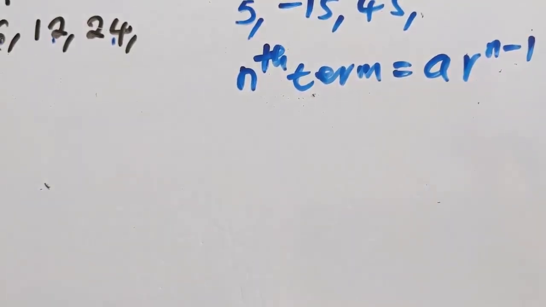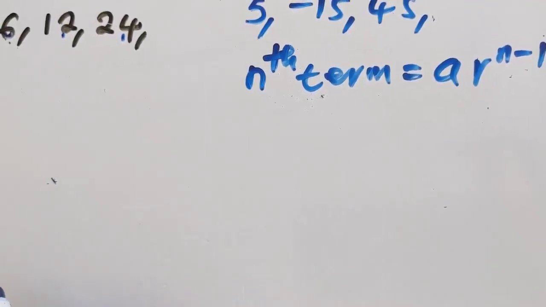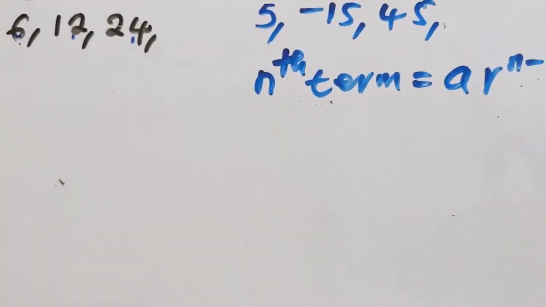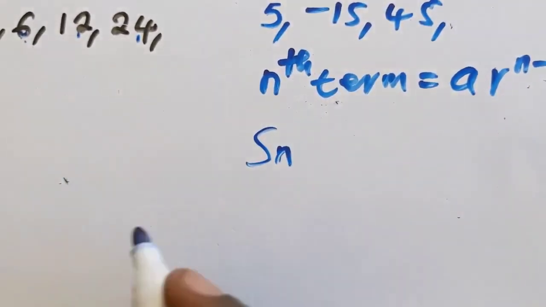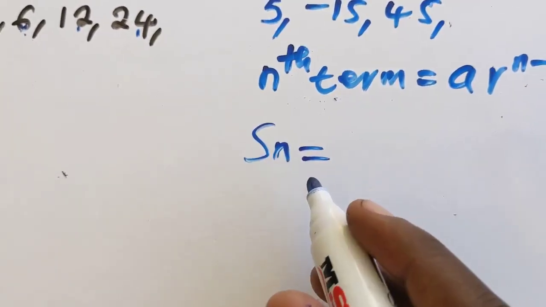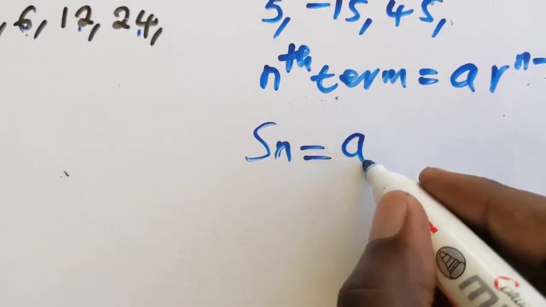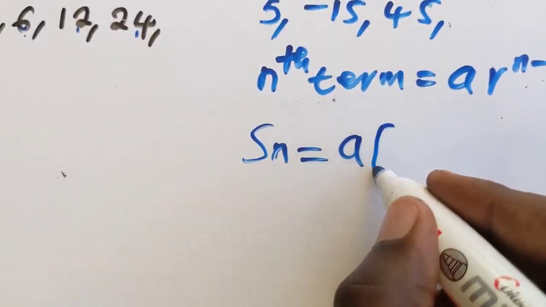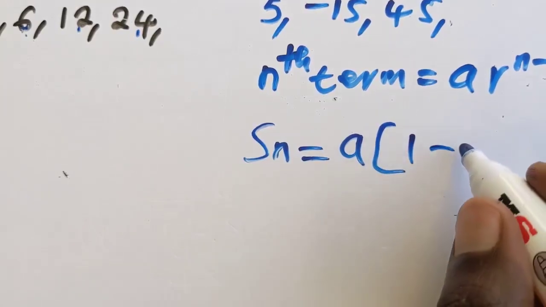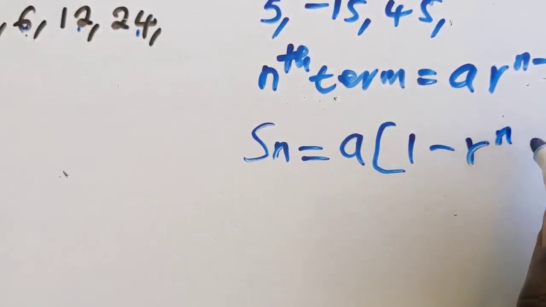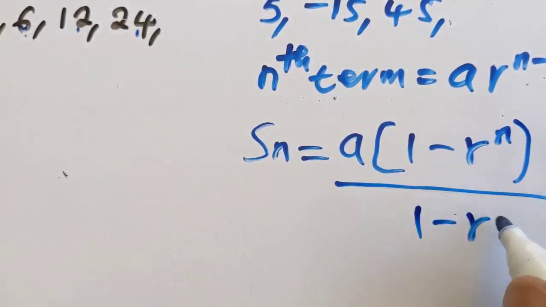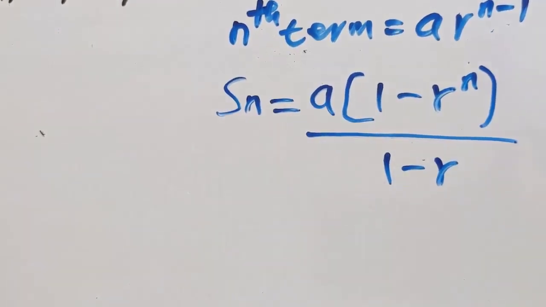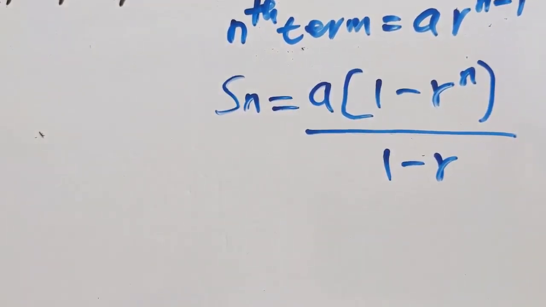Therefore, the formula for the sum of the geometric progression. This is the formula: Sn is equal to a, open bracket, 1 minus r to the power n, close bracket, divided by 1 minus r, like that. So that is the formula for the nth term sum of the geometric progression.